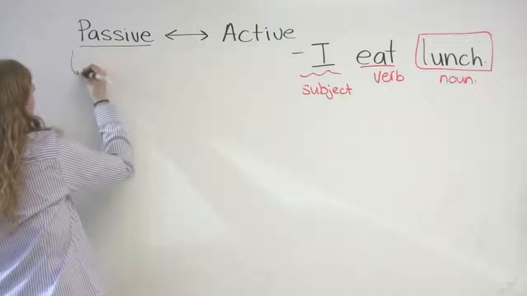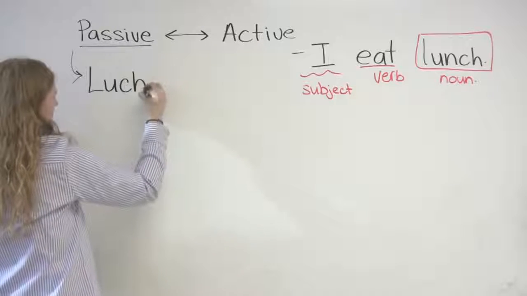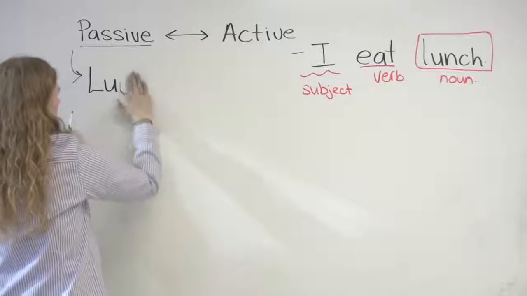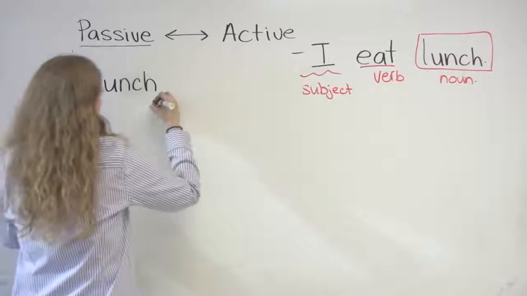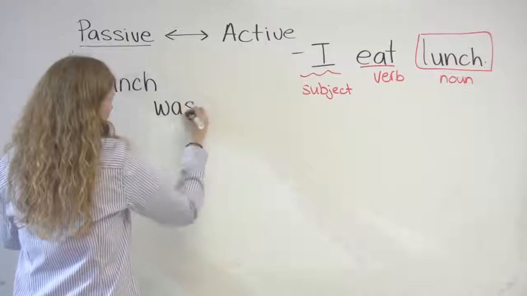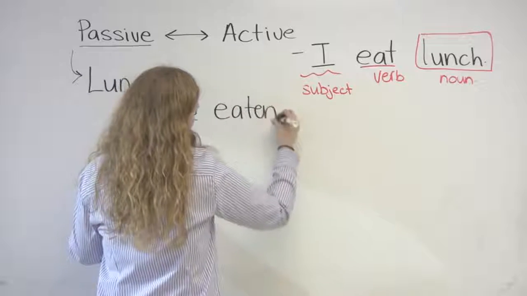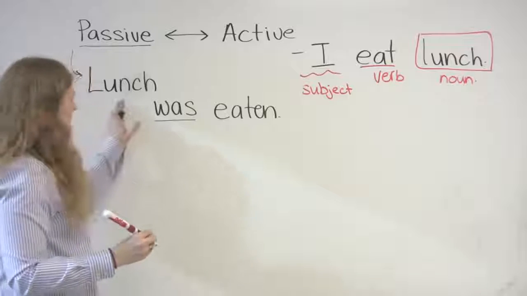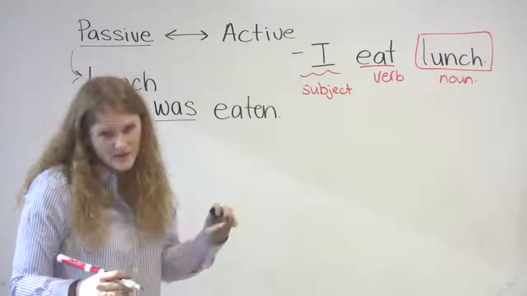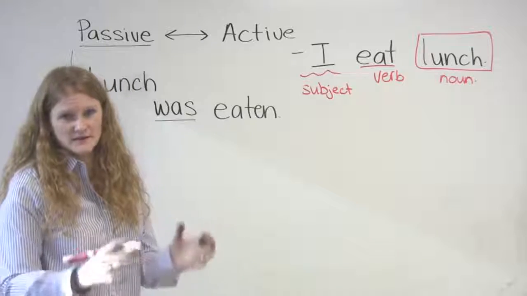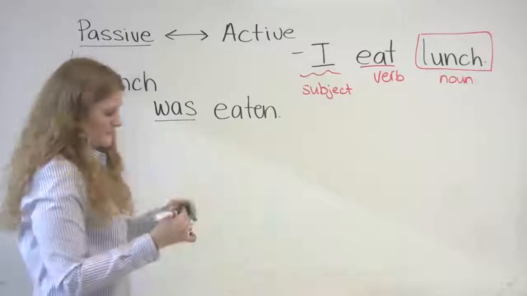We start with the noun, and we say, not lunk, lunch was eaten. In this sentence, we don't know and we don't care who ate the lunch. What is important is that it was eaten.